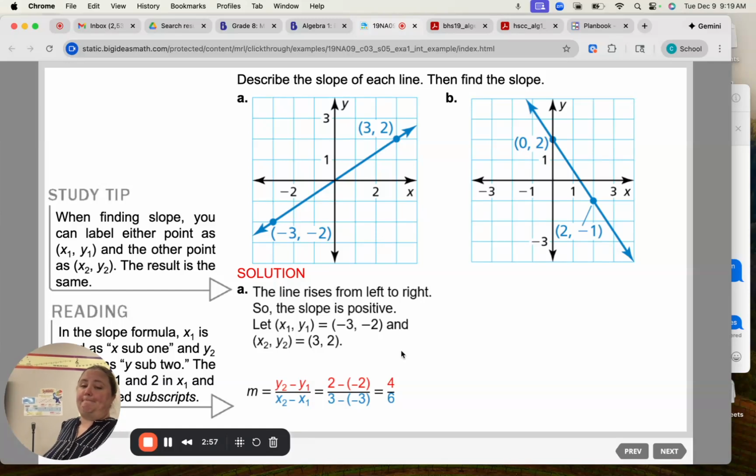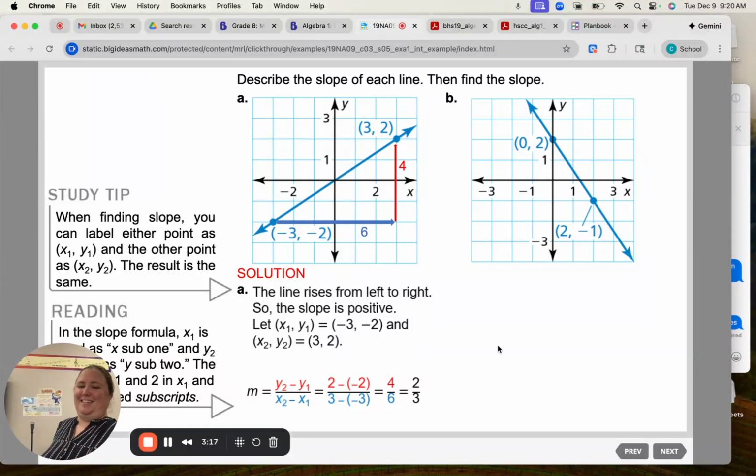Can I reduce that? Yes, to 2 over 3. So my slope is 2 over 3. Now you know why I put these chapters next to each other, because it's reinforcing everything 8th grade learned and vice versa. It's like I did it on purpose.